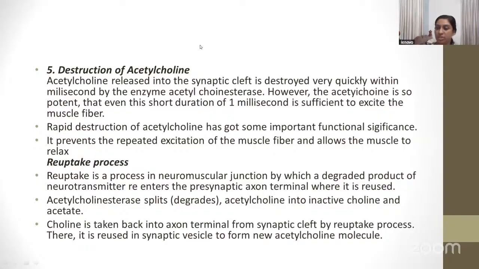It's a very precious molecule, so some amount of it is reabsorbed. Reuptake is a process occurring in the neuromuscular junction by which the degraded product of the neurotransmitter re-enters the presynaptic axon terminal where it can be reused. With the action of this acetylcholine esterase, acetylcholine is degraded into inactive choline and acetate. And choline is again taken back into the axon terminal from the synaptic cleft by means of a reuptake mechanism.